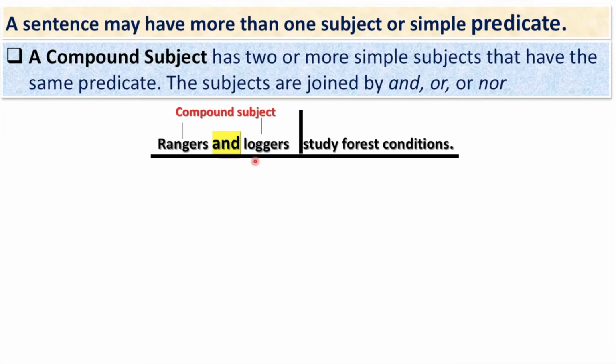For example, rangers and loggers study forest conditions. What is the subject here? Rangers and loggers. Is it a simple or a compound subject? It is a compound subject. How? We have two simple subjects here, rangers, loggers, and they are joined by and. So, when you have more than one simple subject and the subjects are joined by and or nor, this is a compound subject. Okay?